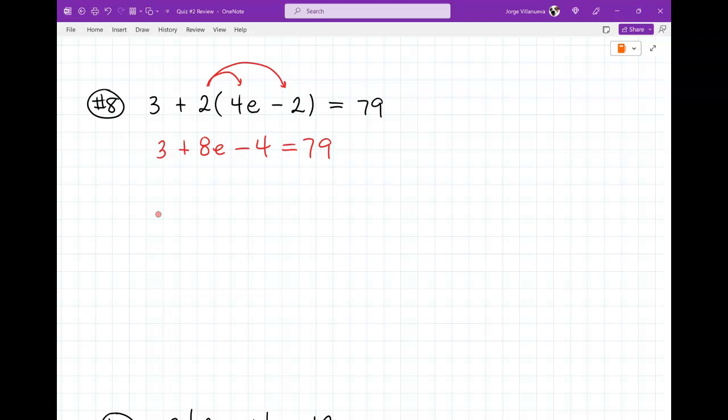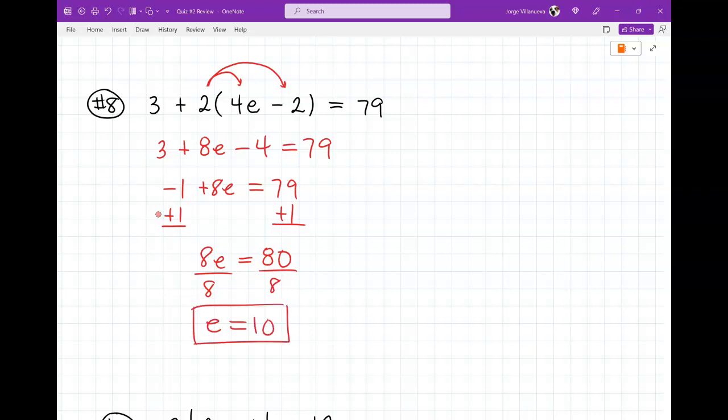All right, I can combine the 3 and the minus 4. So 3 minus 4 is negative 1 plus 8e equals 79. And I'm going to get that negative 1 and push it over to the other side. So we'll add 1 to both sides. So 8e is equal to 80. So if I divide both sides by 8, my answer is what? 10, okay? So we're done.